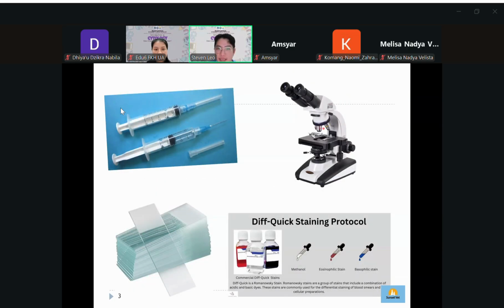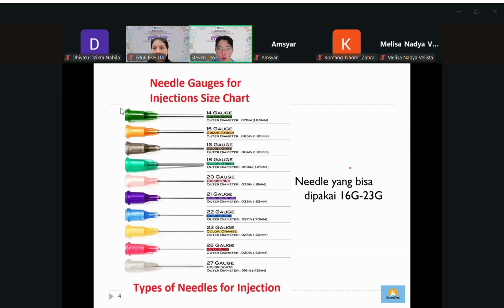The easiest way to diagnose what's going on there is that you just need your syringe, your needles, and the microscope. After you get the sample, you put it on your object glass, you apply the Diff-Quik stain, and then you check it under the microscope. Why? Because you want to know what's going on there.